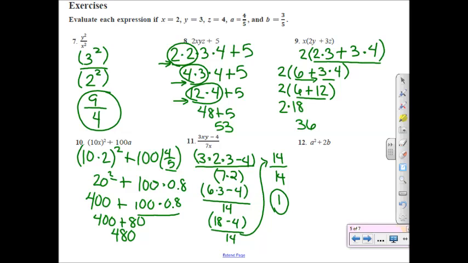Number 12, we're going to just set it up. So we're going to do 4/5. And since it's a fraction, we're going to put it in parentheses, squared, plus 2 times b is 3/5. And I'll put it in parentheses to remind ourselves. And you do not need to solve this one right now.